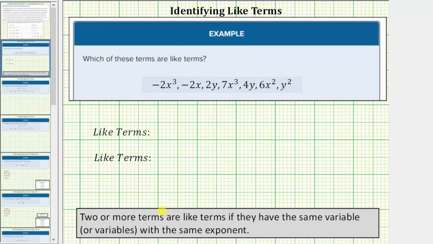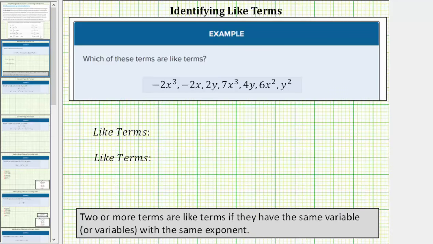In this lesson, we will review how to identify like terms and also how to combine like terms to simplify a polynomial. Two or more terms are like terms if they have the same variable or variables with the same exponent. Another way to think of this is like terms have the exact same variable factors.